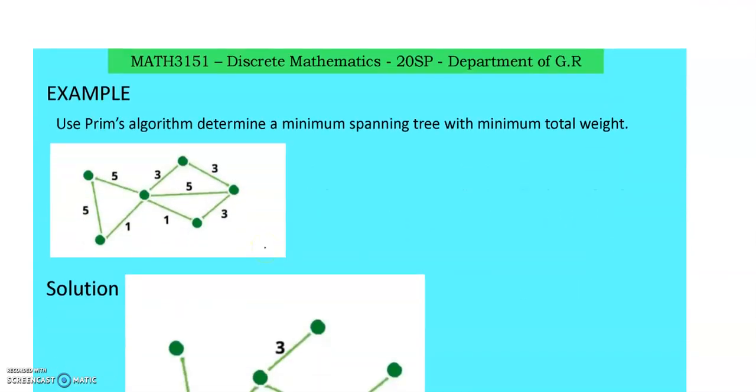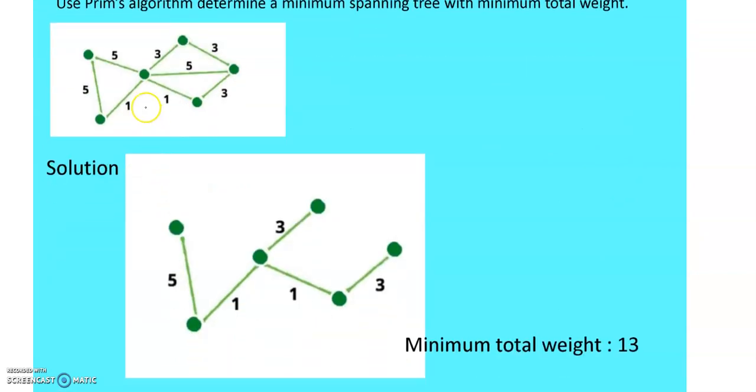See another example. Now you see here, use Prim's algorithm to determine a minimum spanning tree with minimum total weight. Now this is the given graph. Where is the minimum weighted edge? We have two, this one and this one. You take any one. For example, if I take this, the weight is 1. Okay, good. Now from this I have only one vertex, with weight 5. Here I have 1, 2, 3, 4 edges, and this is the minimum weighted edge out of all these. So I can select this.